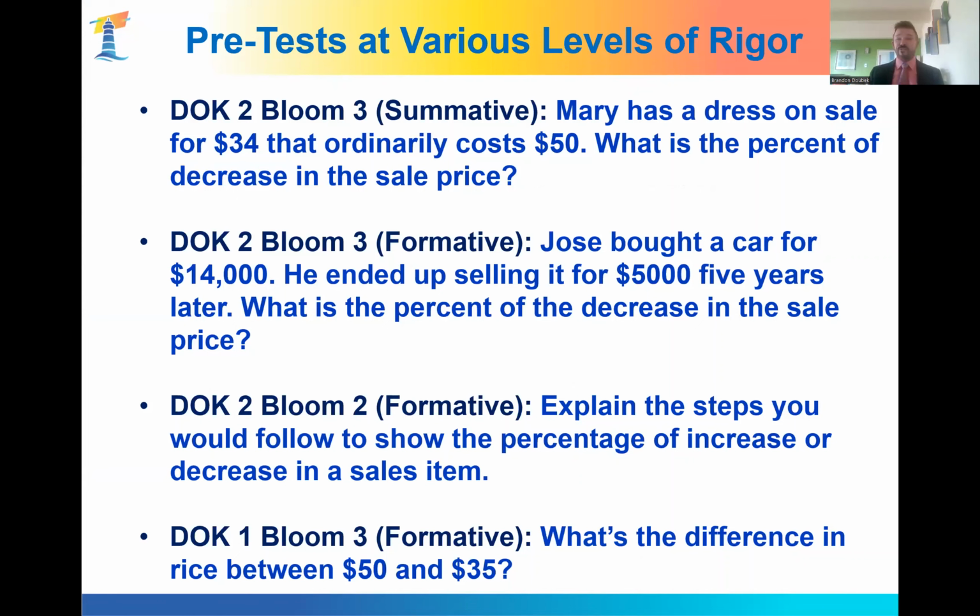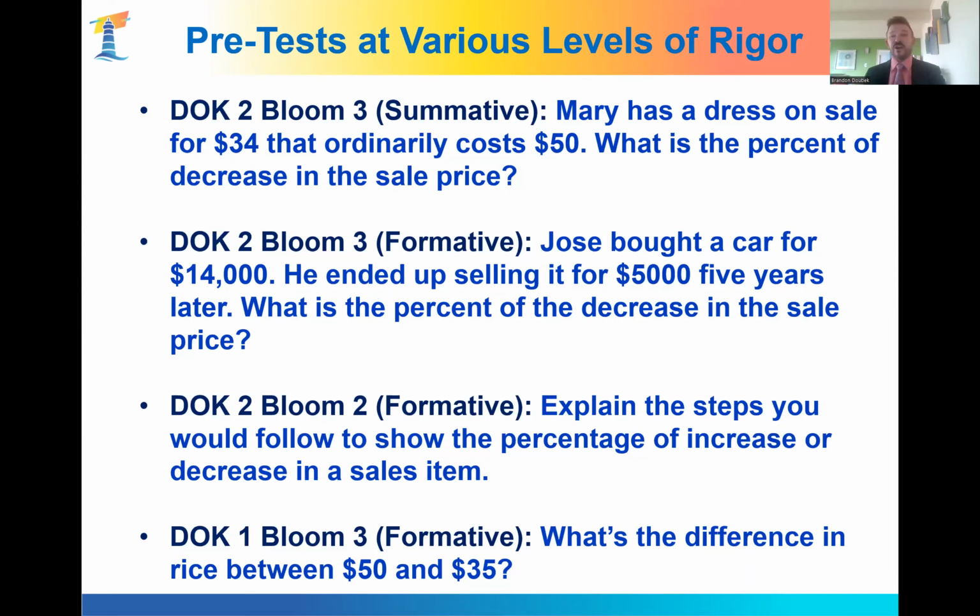Jose bought a car for $14,000. Here's application, right? Jose bought a car for $14,000. He ended up selling it for $5,000 5 years later. What's the percent of decrease in the sale price? And then here's that DOK 2, Bloom level 3 at the summative level. Mary has a dress for $34 that ordinarily costs $50. What's the percent decrease in the sale price?